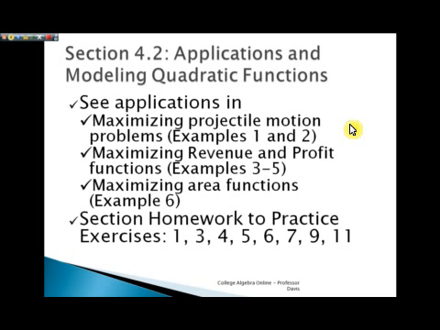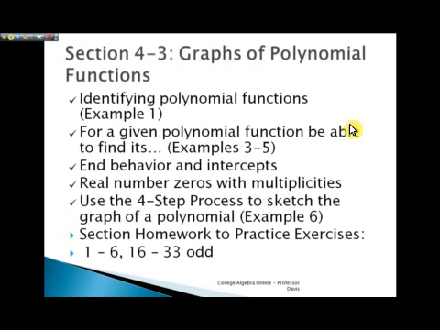And then finally, to finish off this module, we want to look at the graphs of polynomial functions. First thing we want to be able to do is to differentiate polynomial from non-polynomial functions, and that's shown in example 1. And then also we want to be able to do various general things for polynomial functions. We want to be able to find what's called its end behavior. In other words, what do the function values do as the x values get negatively and positively large?